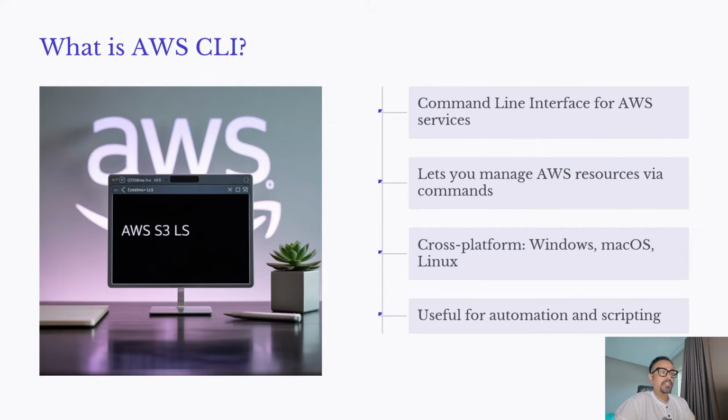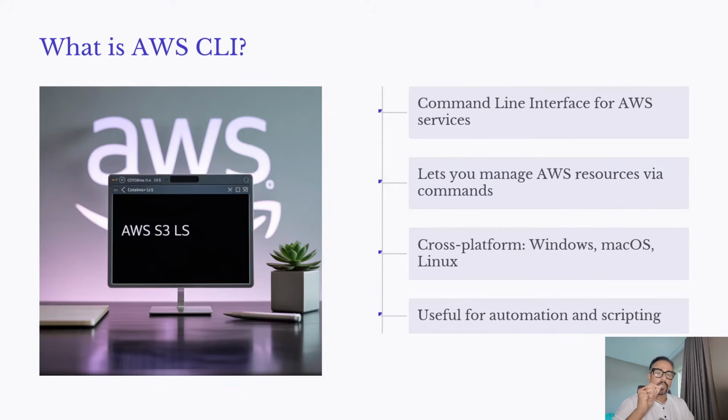So let's start by answering a simple question. What is AWS CLI? AWS Command Line Interface is a tool that lets you interact with AWS services directly from your terminal using commands instead of clicking around in the web console. It works across all major platforms: Windows, macOS, and Linux. So no matter what environment you're working in, AWS CLI is available for you. The real power of CLI comes from its automation and scripting background. Instead of manually repeating tasks in the console, you can run commands or create scripts to handle them automatically, saving your time and reducing human error.